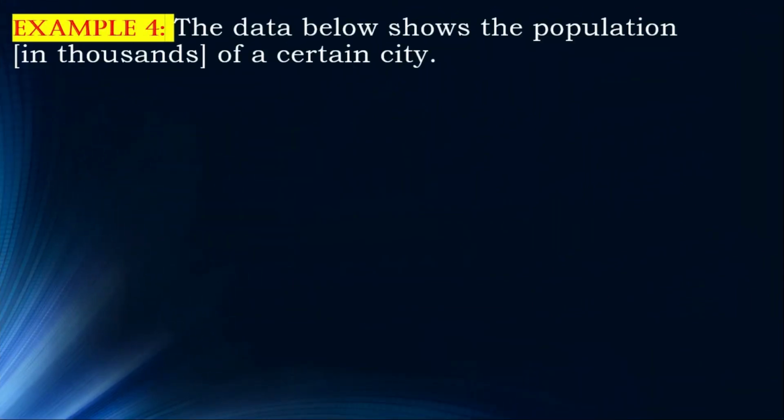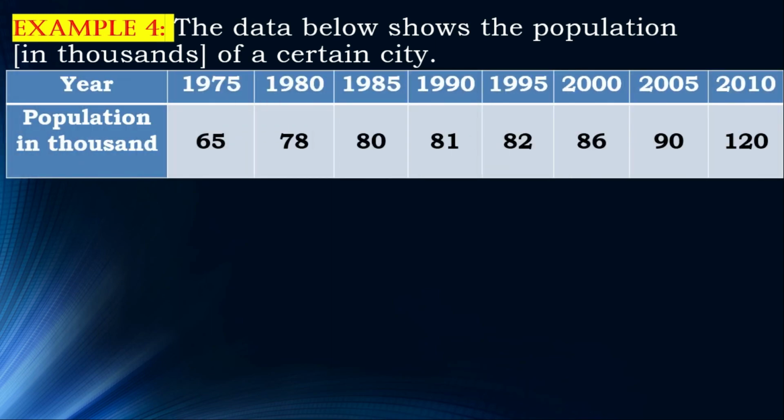Okay, next is example 4. The data below shows the population in thousand of a certain city. Ano yung ating data? It's all about time. Okay, time. Meron tayo dito 1975, yung ating mga year, 1975, 1980, 1985, 1990, 1995, and so on and so forth. So, yung population daw, noong 1975, meron tayong 65,000. So, 65 lang nakalagay, pero naka-1,000 siya. So, 65,000, 78,000 sa 1980, 80,000 noong 1985 hanggang we have here 2010 yung latest 120,000.